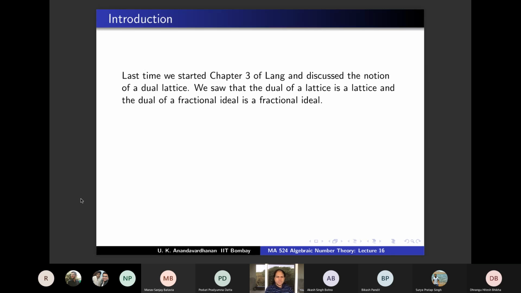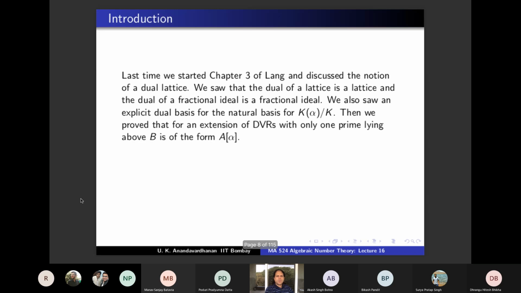And we saw that the dual of a fractional ideal is a fractional ideal. And we also computed an explicit dual basis. What is the natural basis of K(alpha) over K? 1, alpha, alpha squared, etc. And then we constructed a dual basis. This depended on the minimal polynomial F and its coefficients. And then we proved that for an extension of DVRs with only one prime lying above, B is of the form A[alpha].